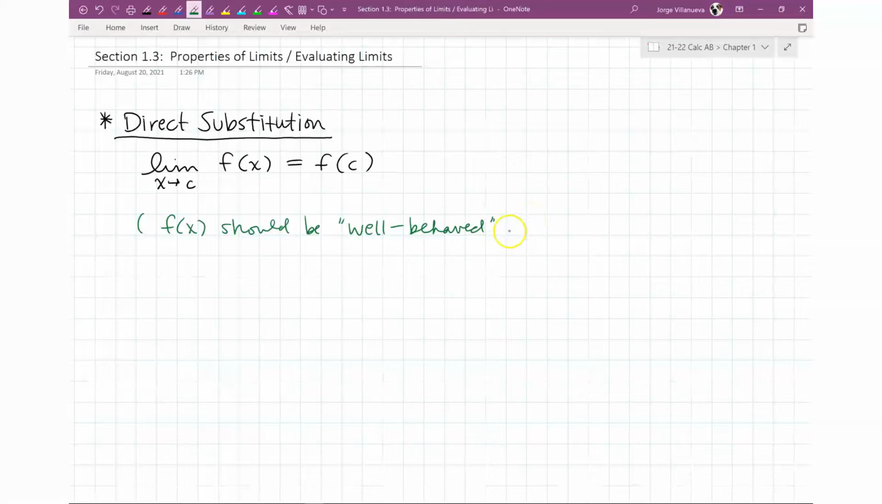I guess you could say continuous. All right. So as long as f of x is continuous, then you should be able to plug in any number you want and get an answer. If the function is not well behaved, so if it does have some areas where the graph has gaps in it, well then maybe you won't know the actual answer for specific places. So we need it to be continuous.